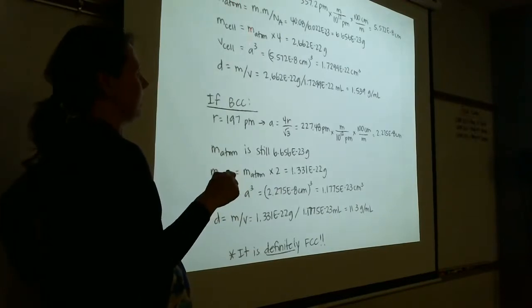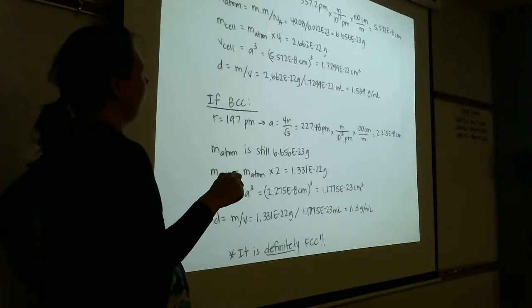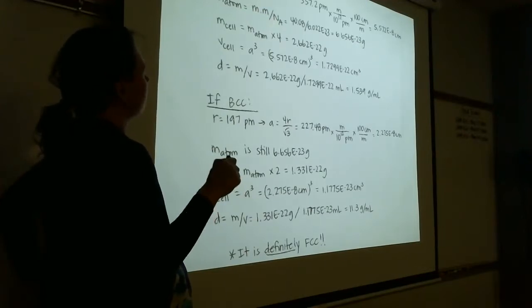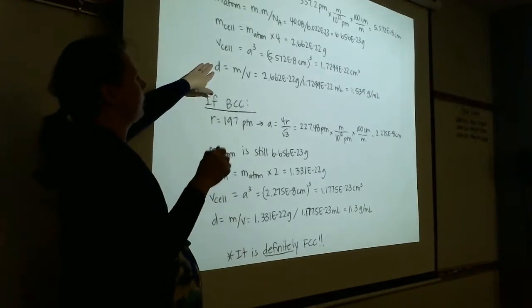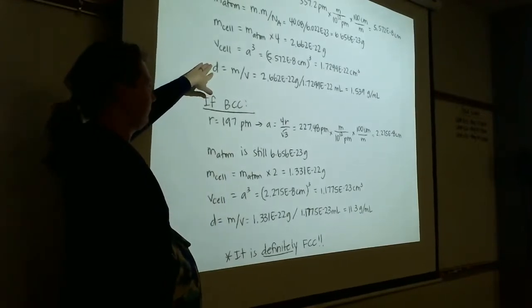Mass of the atom, that's just dividing molar mass by Avogadro's number, and then multiplying by 4 because it's face-centered cubic. So the density you'd come up with if it's face-centered cubic is 1.539.